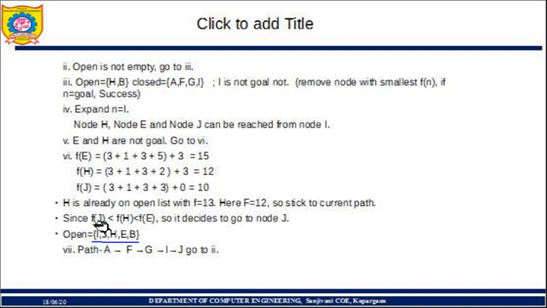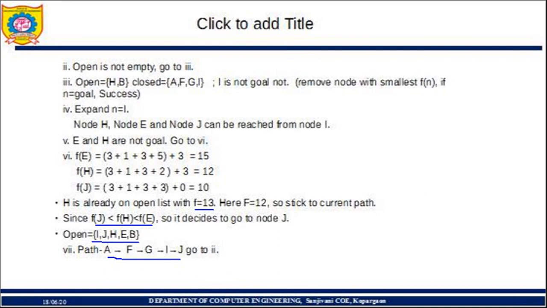Again you have to do sorting of these three things. What is the minimum among all? It is J. So your path will be A, F, G, I, J. And while sorting, you also have to compare it with the old path of H. As H was already there in the open list, its value is 13. So old H is 13. So this is our path.